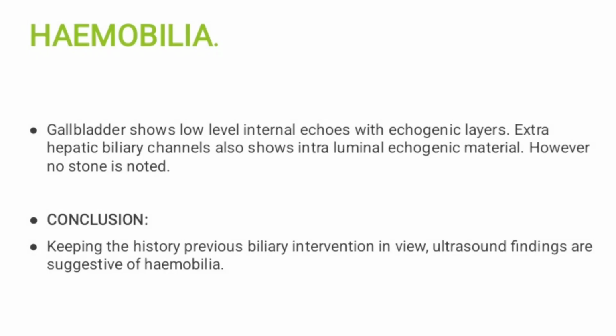So the report would be like this: the gallbladder shows low level internal echoes with echogenic layers. Extrahepatic channels also show intraluminal echogenic material. However, no stone is noted. So the conclusion would be, keeping the previous history of biliary intervention in view, ultrasound findings are suggestive of hemobilia. So with hemobilia, there will definitely be previous interventions to the CBD or to the gallbladder, or some surgical intervention.